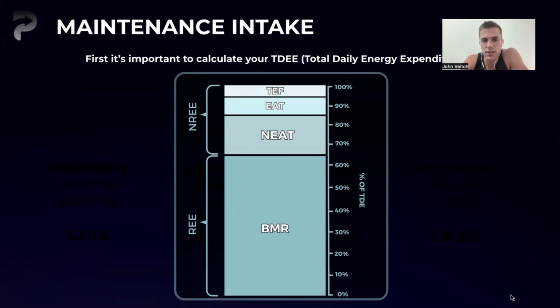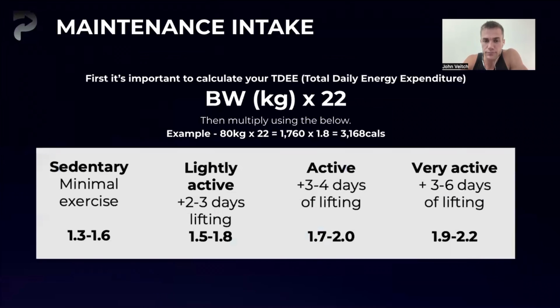So you can see that the thermic effect of food and exercise make up less expenditure than NEAT. So it's important to keep moving. So this is just a good thing to understand. We're going to need to work out your total daily energy expenditure first, before we go into the calculations. So to do that, we're going to times your body weight in kilos by 22. So for me, I'll use myself as an example. I'm 80 kilos, times by 22 is 1,760.